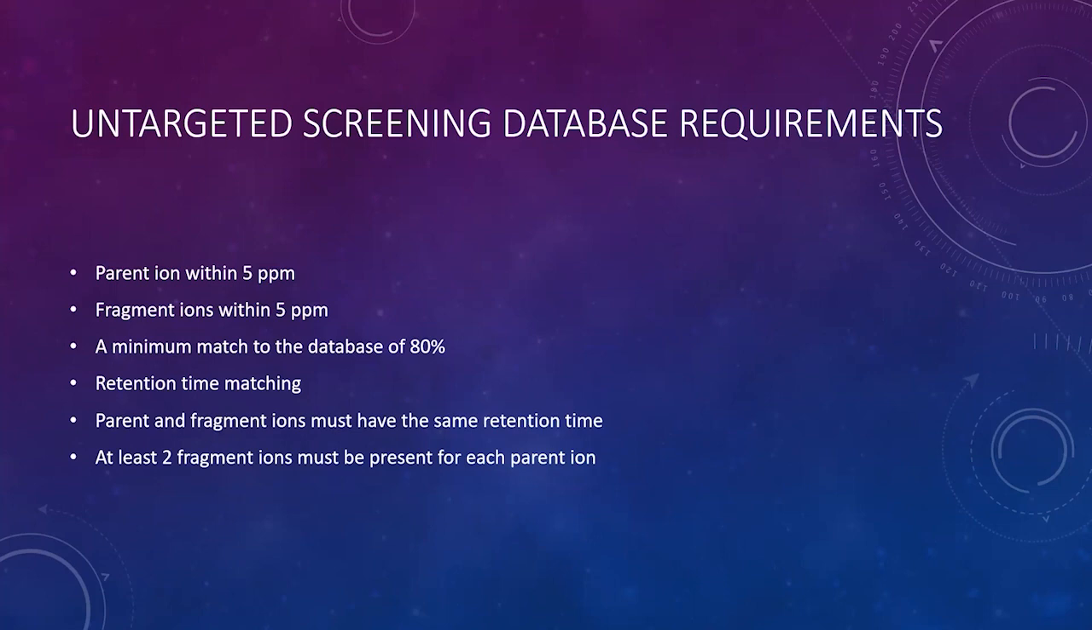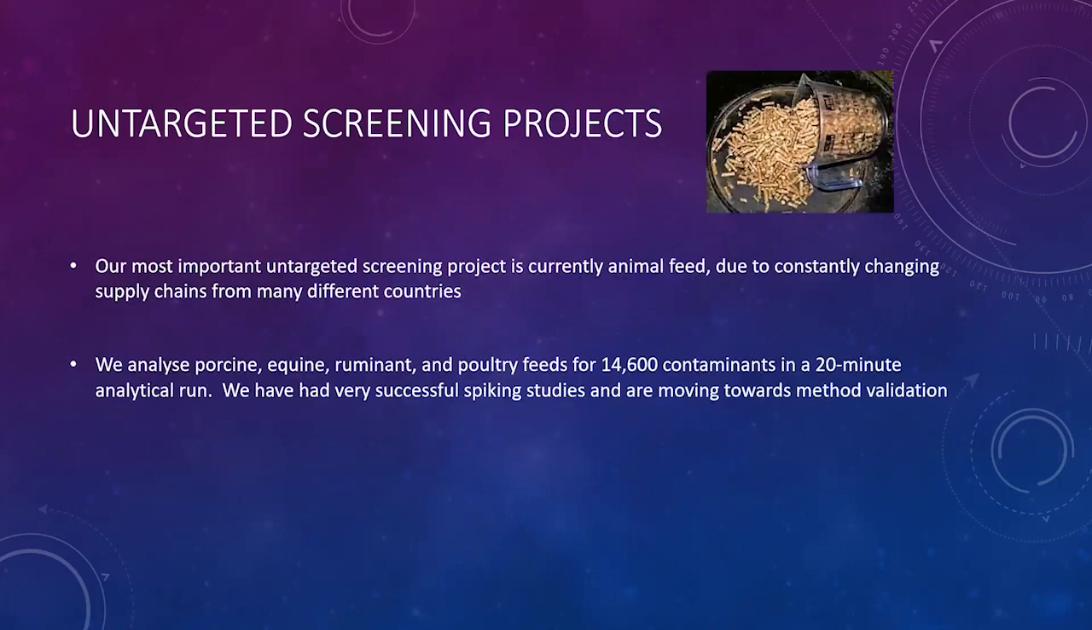Now, it's very important that the parent and fragment ions have the same retention time. If the fragment ion has somehow drifted away from the parent ion, then it's not a match, because it very well could be something else. And at least 2 fragment ions must be present for each parent ion. If you don't have 2 qualified fragments, then it's not a match in my view. So very important, those database requirements are there.